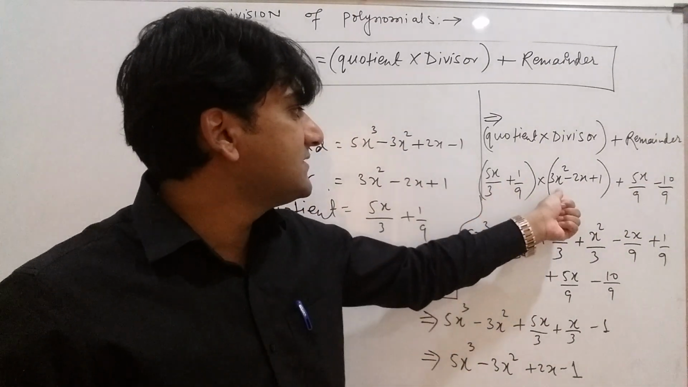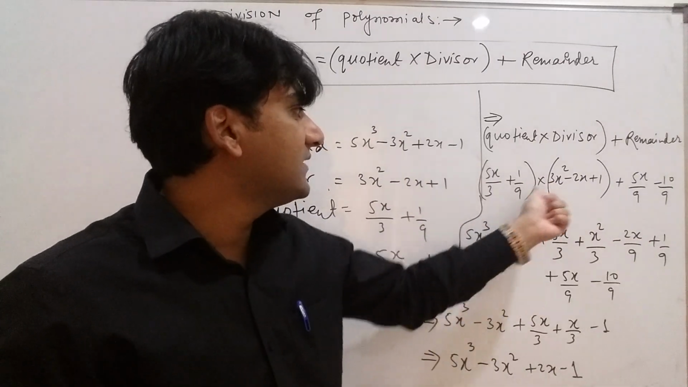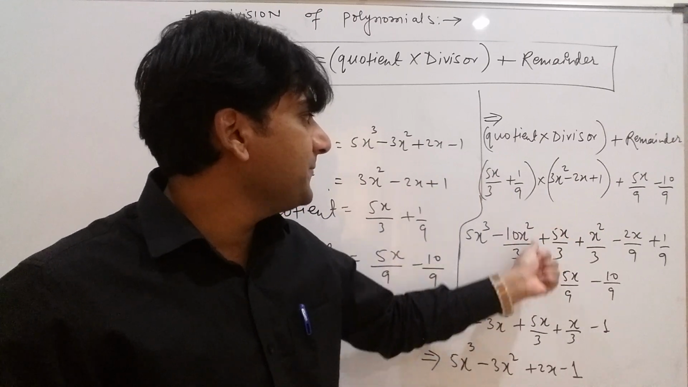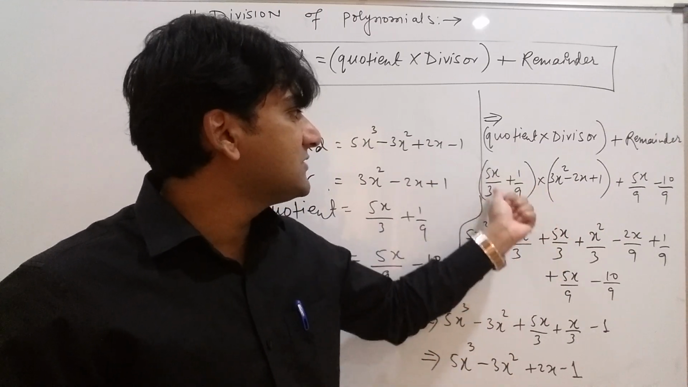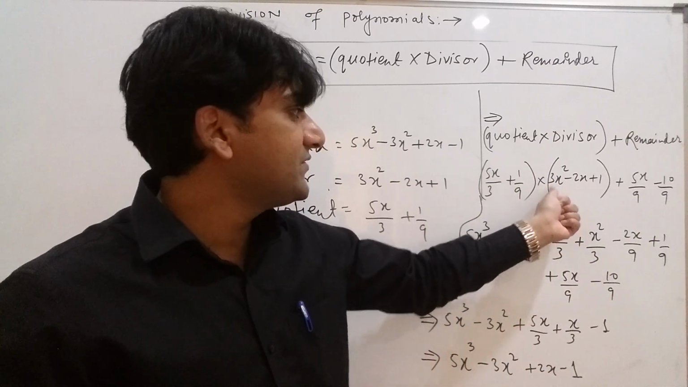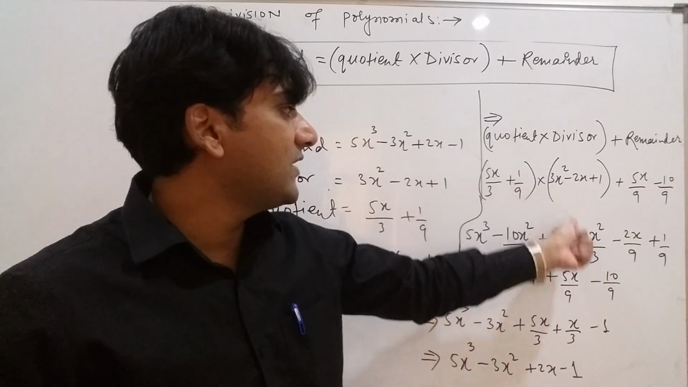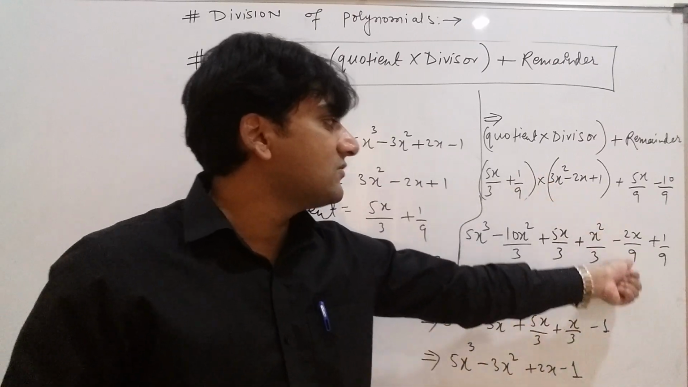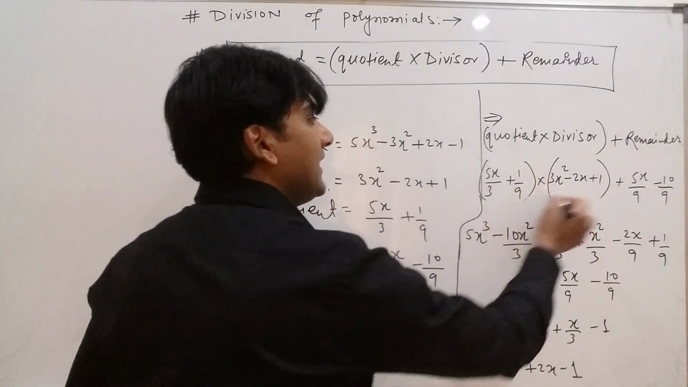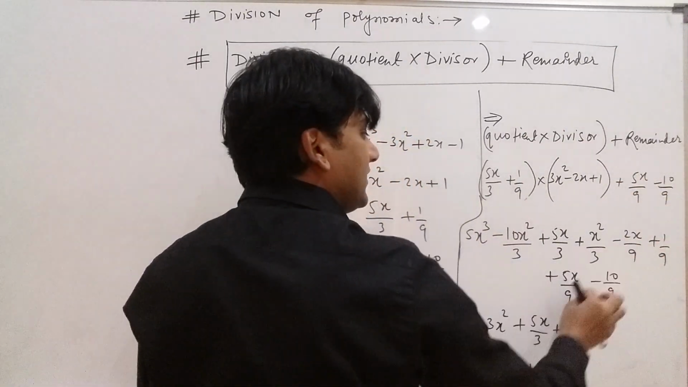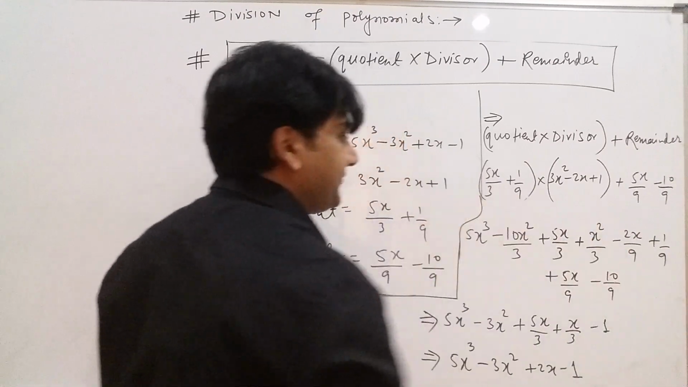5x over 3 times 3x square, 5x cube you will get, 3 and 3 got cancelled. 5x over 3 times minus 2x, which is minus 10x square over 3, and 5x over 3 times 1, 5x over 3. 1 over 9 times 3x square, this 3 and this 9 will cancel, you will have x square over 3 only. 1 over 9 times minus 2x, so minus 2x over 9 you will get, and 1 over 9 times 1, 1 over 9 you will get, right? And then 5x over 9 minus 10 over 9 is there.